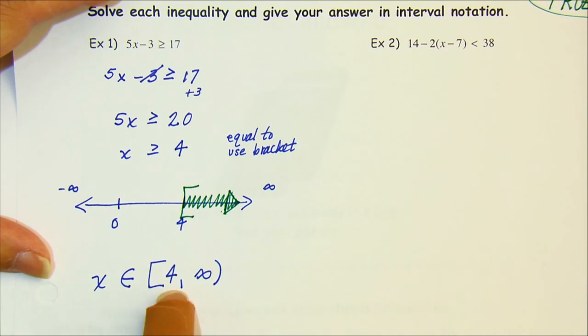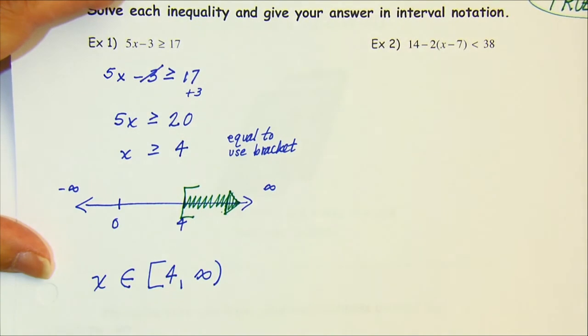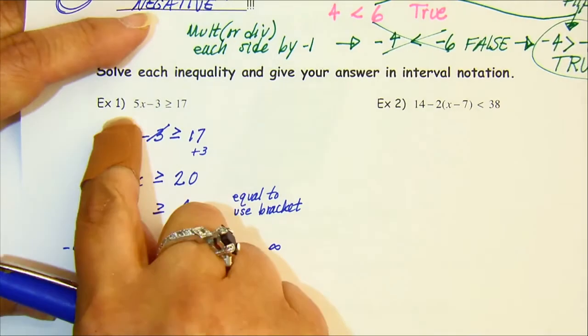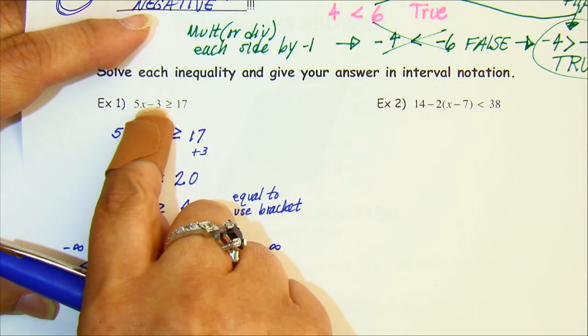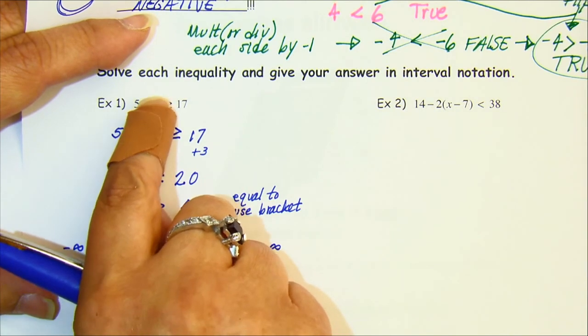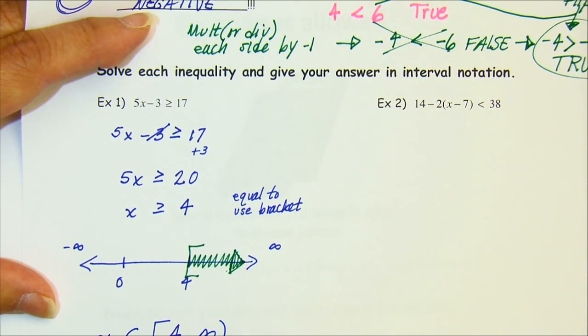Okay, so this is my answer in interval notation. From 4, including it, all those values, 4, including 4, and all the values after 4 are going to make this true. And you can check it. You know, pick a 10. Let's go up here. Pick a 10. 5 times 10 is 50. Subtract 3 is 47. Is 47 greater than or equal to 17? Sure is. Okay. So choose a value on the interval to check it.